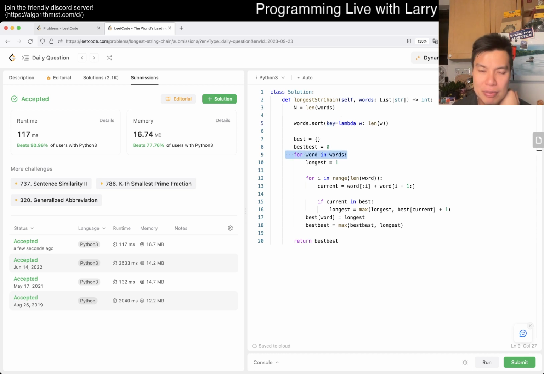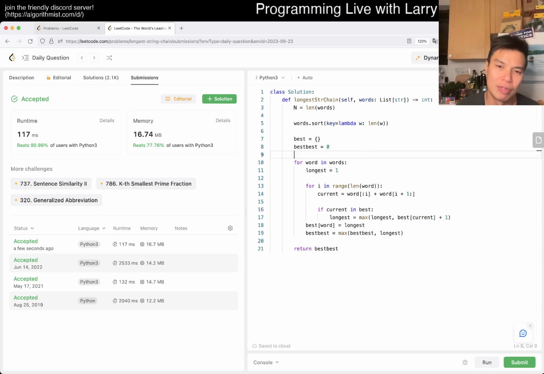And then here, this is for each word, so that's O of n. And then this is O of L, and this is another O of L, so it becomes L squared. But this lookup is O of 1, so in total this is just O of n times L times L.